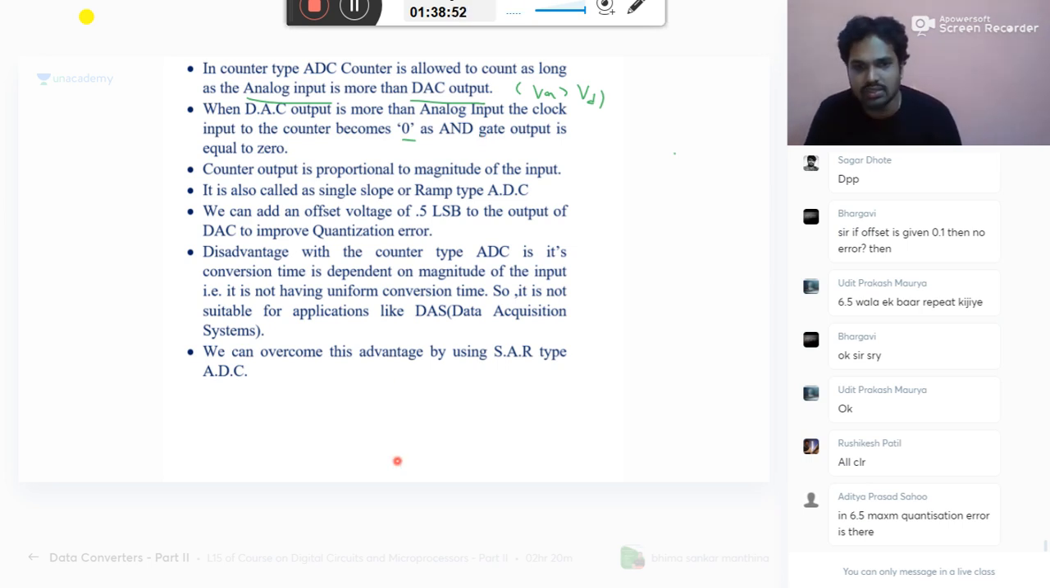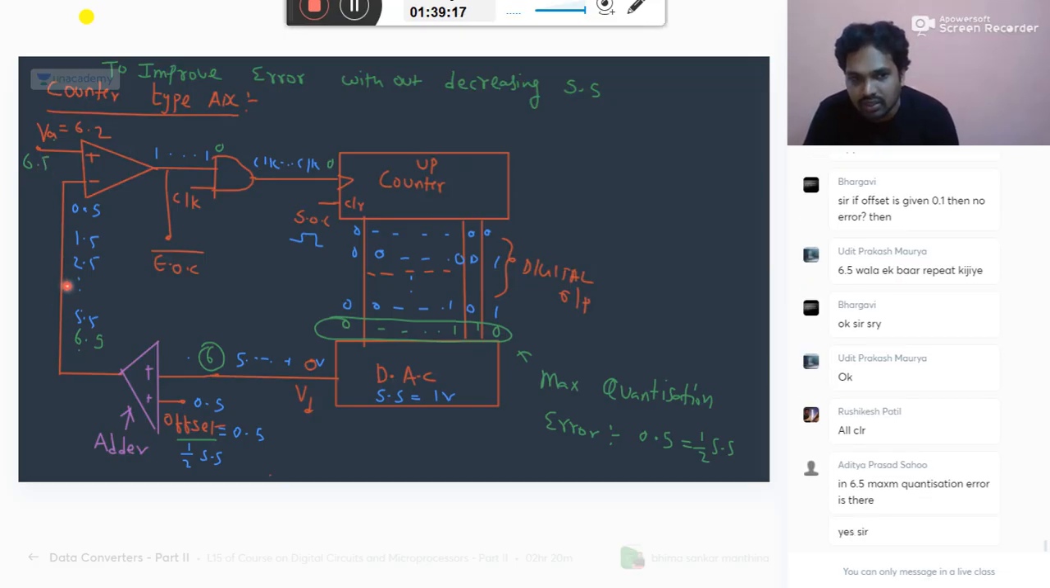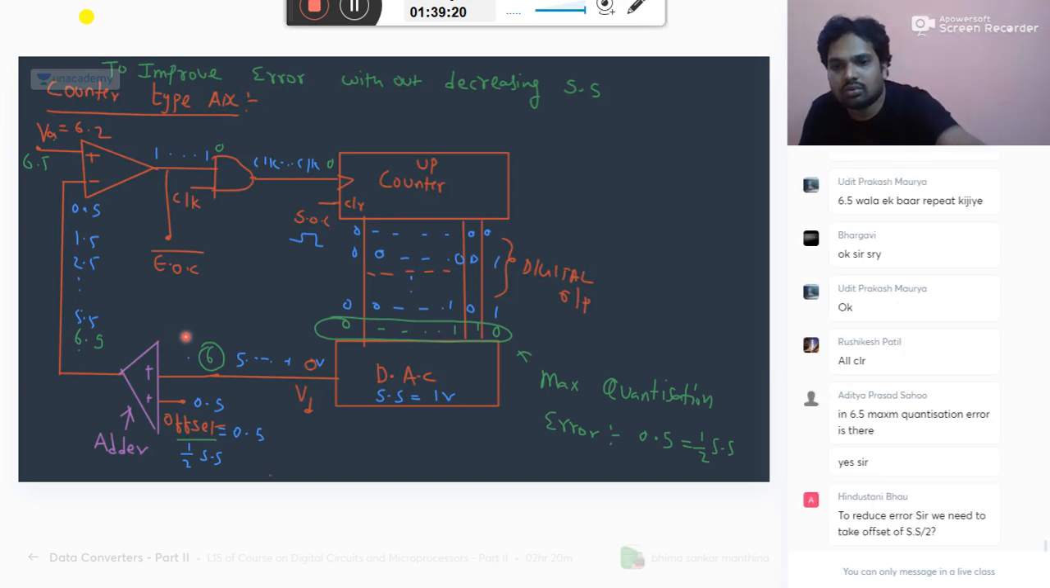See, one minute. Quantization error is the difference between this and this, not this and this. Quantization, because your output is represented by this one, not this one. Even if it is 6.5, here it is 6. The error is between these two, not these two. Don't take the error between these two. To reduce the error: maximum error in the first case is 1 volt. Now in this case, what is the maximum error? Half volt.